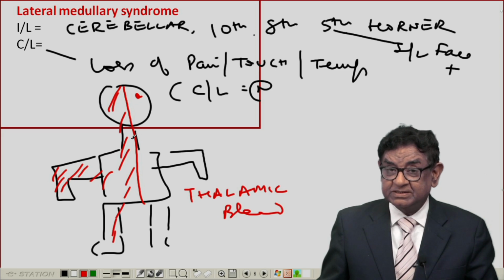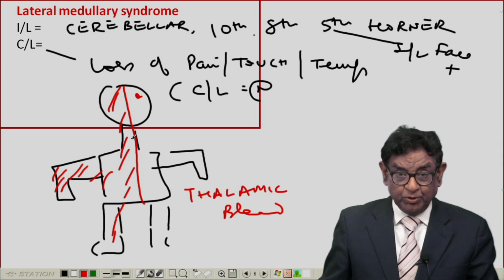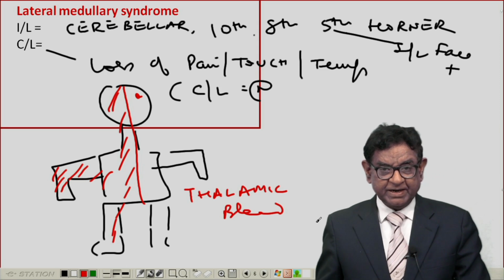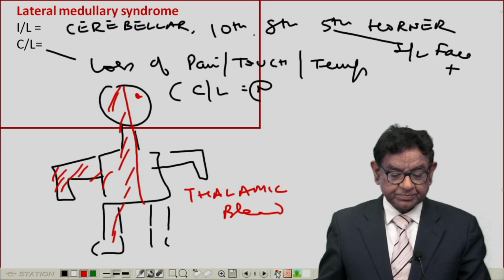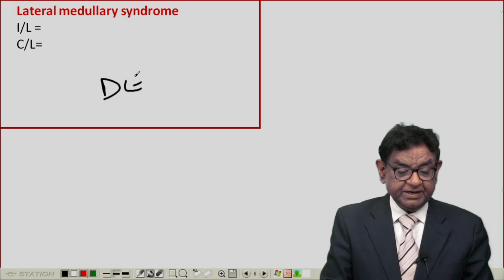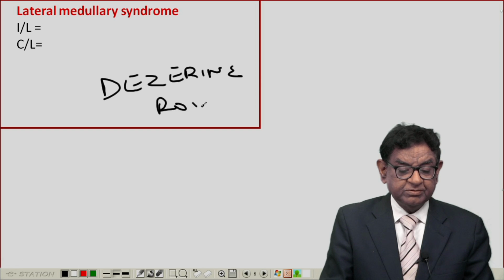Write down the answer. What is that syndrome known as, where in the recovery phase the patient has pain and burning in the contralateral body? I hope you have written the answer. The answer is Dejerine Roussy syndrome.